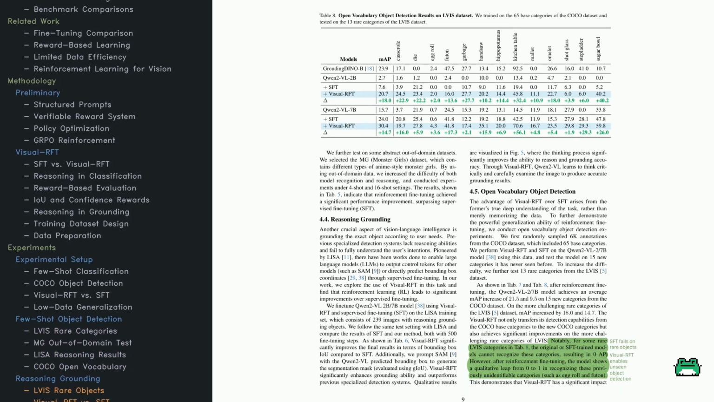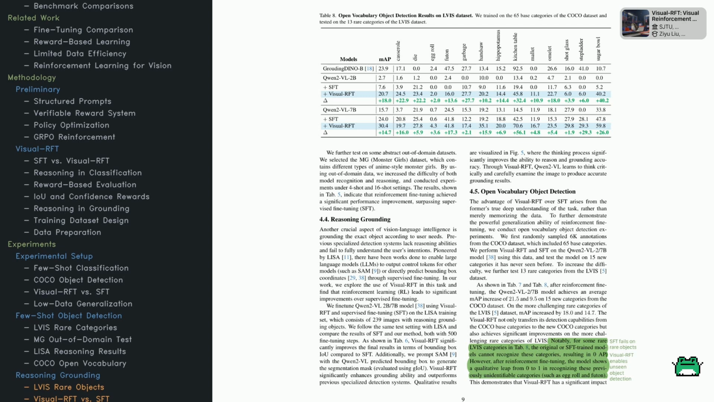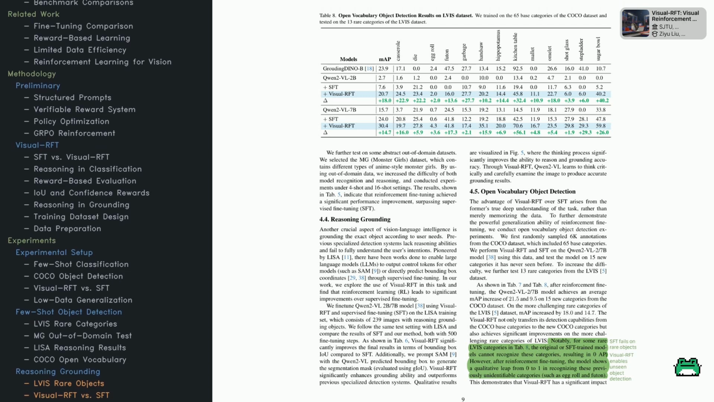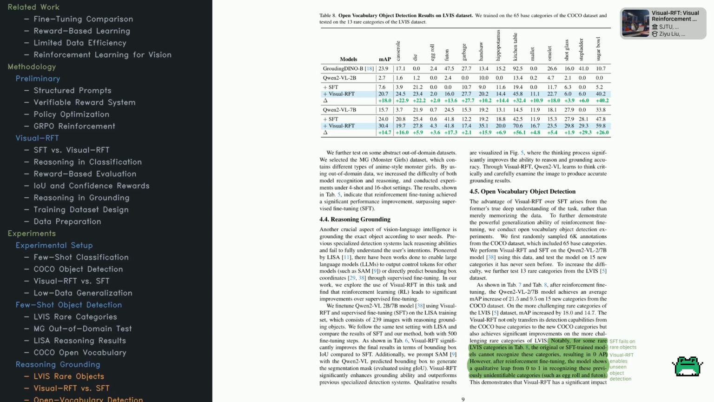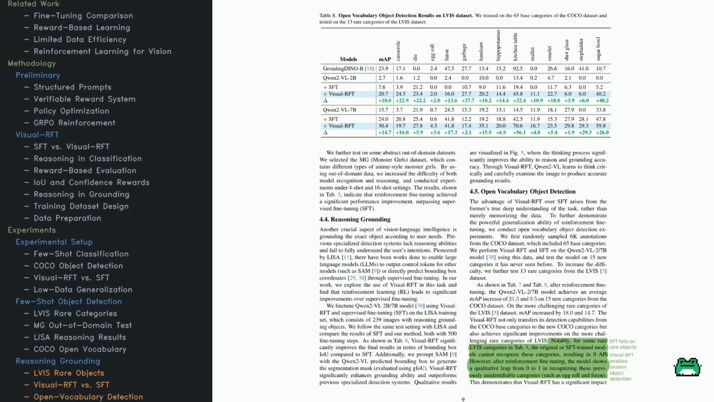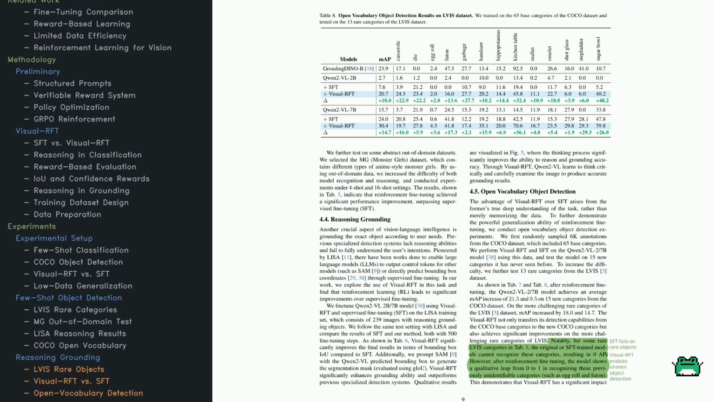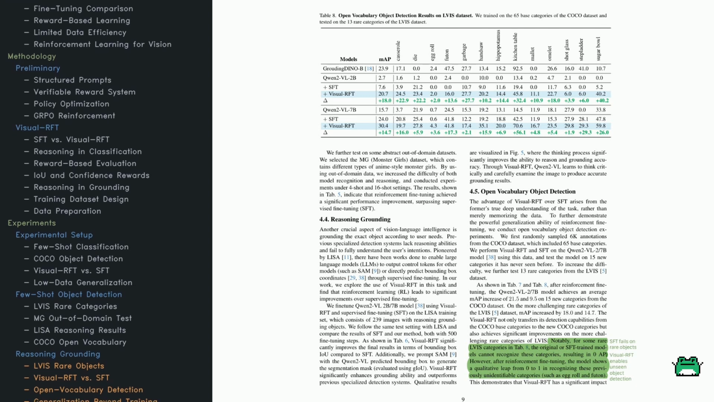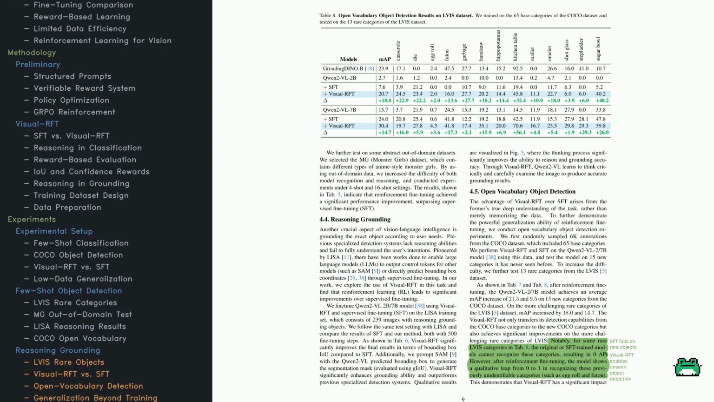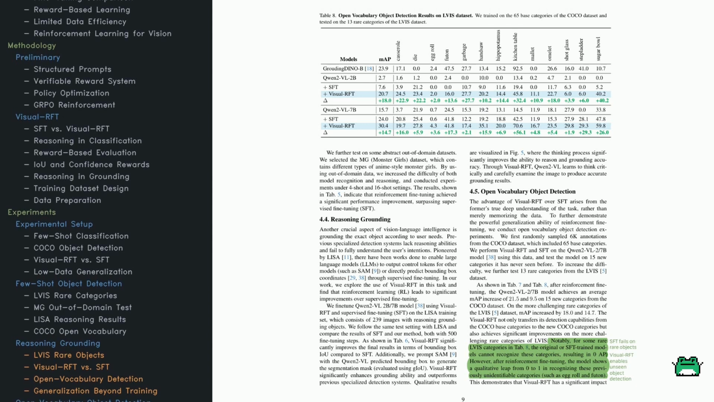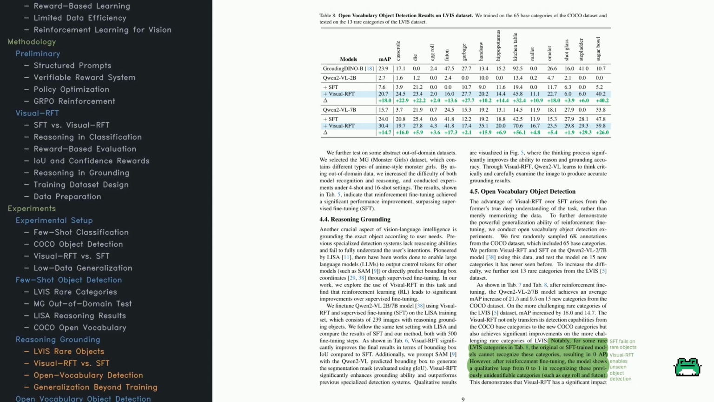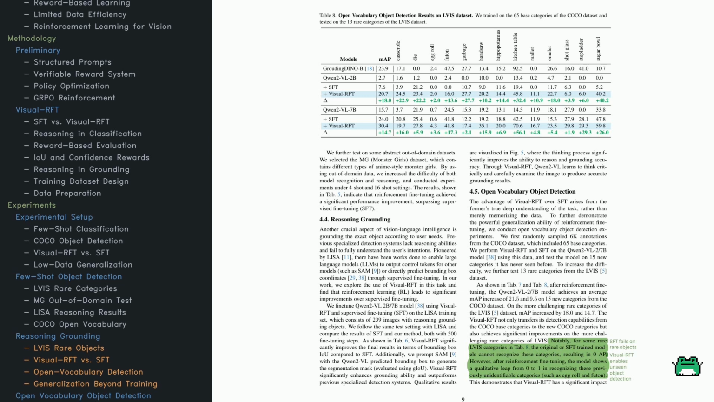Ever see a model completely fail on categories it's never encountered? That's the Open Vocabulary Detection Challenge. LVIS has rare objects like a futon or a sugar bowl. An SFT model might score 0, because it has no clue what those items look like. Visual-RFT, on the other hand, can push that score way up, sometimes over 60% higher, simply because it has learned how to reason about shape, context, and potential use cases, rather than memorizing a single label.